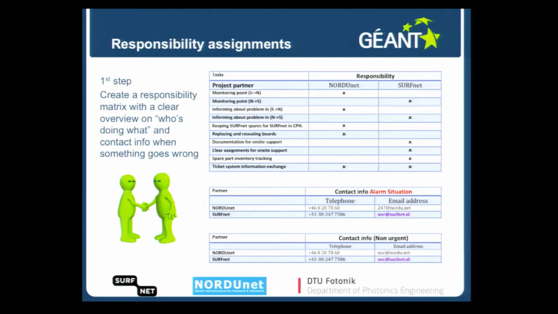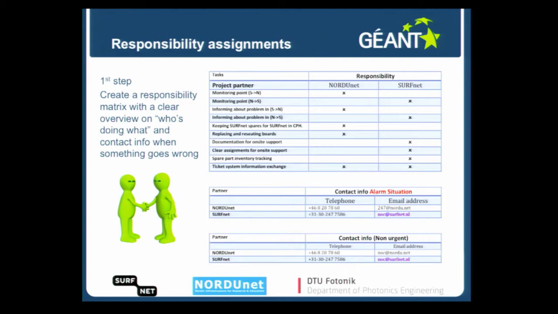A thing to notice here, for instance, is keeping a SurfNet spare for SurfNet in Copenhagen. That's NordioNet's responsibility. That's something we of course would like to take on, and also to go and reseat a card, because it's in our interest to keep this service and this partnership up and running. It would be crazy for SurfNet to roll a guy in 1,000 kilometers to reseat a card. We'll of course do that.